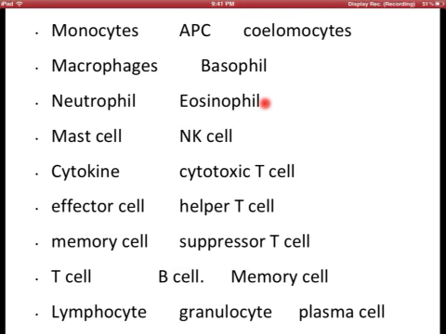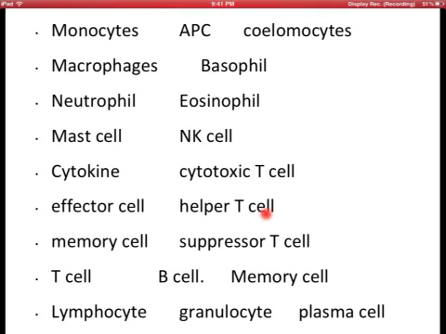Okay, so eosinophil, pumapatay ng vermiform or mga parasitic worm inside our body. NK cell, ayan, pumapatay ng dito, cancer cells. Cytotoxic T cells also kills cancer cells or infected cells by releasing chemicals.